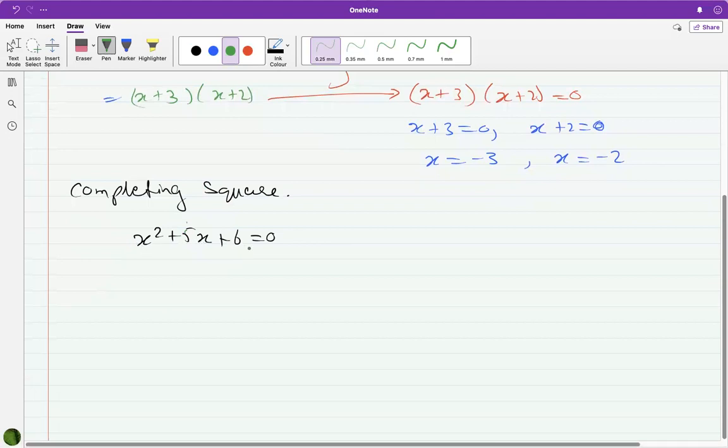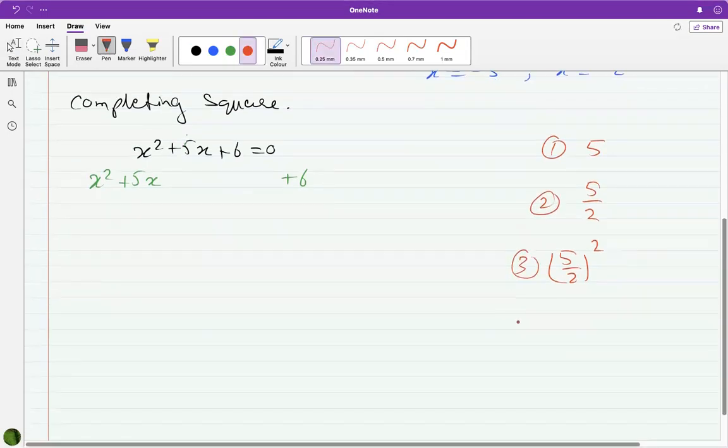So this is x square plus 5x plus 6 completing square. What we used to do was x squared plus 5x. Then we use coefficient of x, divide it with 2. Then we put a square on it. First step, coefficient of x. Second step, half of it. Third step, square of it. Fourth and final step is add and subtract. So we're adding 5 by 2 square and subtracting 5 by 2 square.